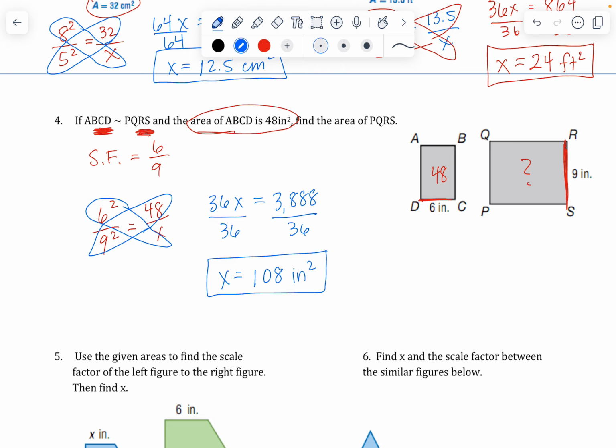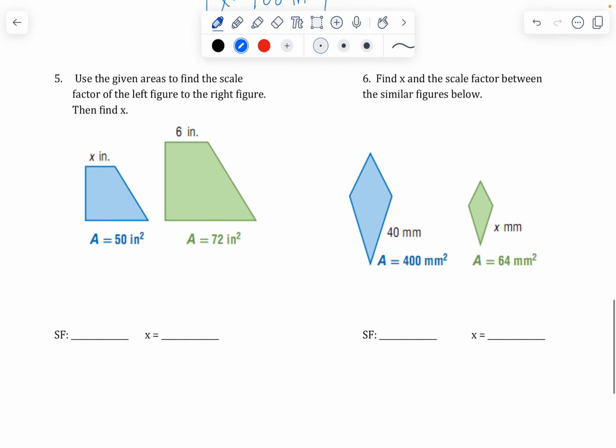Okay, to finish up, we're going to follow the same steps, but it's going to be a little different because it says use the given areas to find the scale factor of the figure on the left to the figure on the right. Then find x. So notice, we're going to go through the same 4 steps. We want to use the lengths as our scale factor. So x and 6 are the scale factors. I'm going to write that down. Scale factor is x over 6.